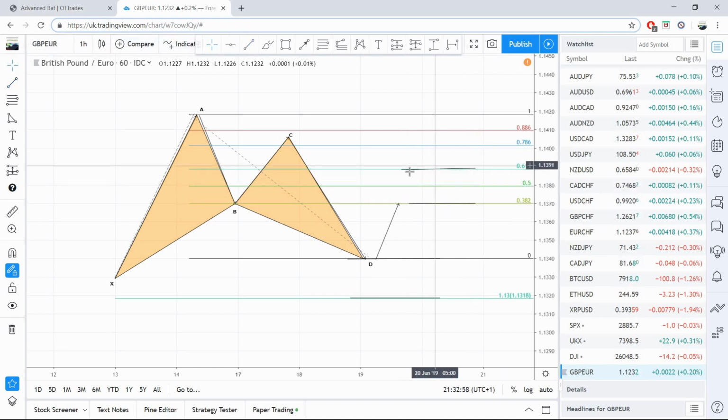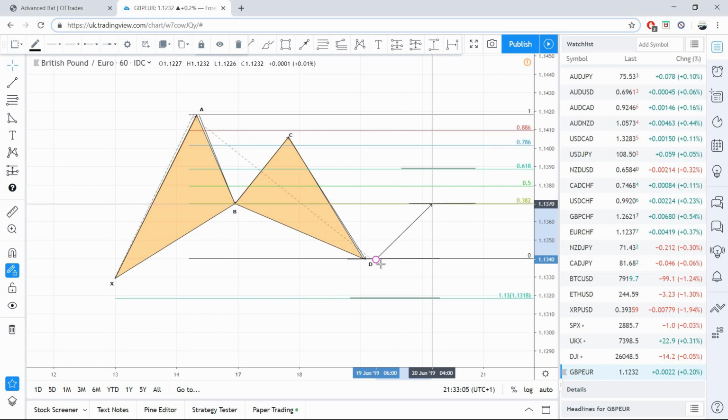So these are our two profit targets here. We're looking at profit 1 when price retraces off of this level and hits our 382 level here. That's our target 1, and our target 2 is going to be the 618.